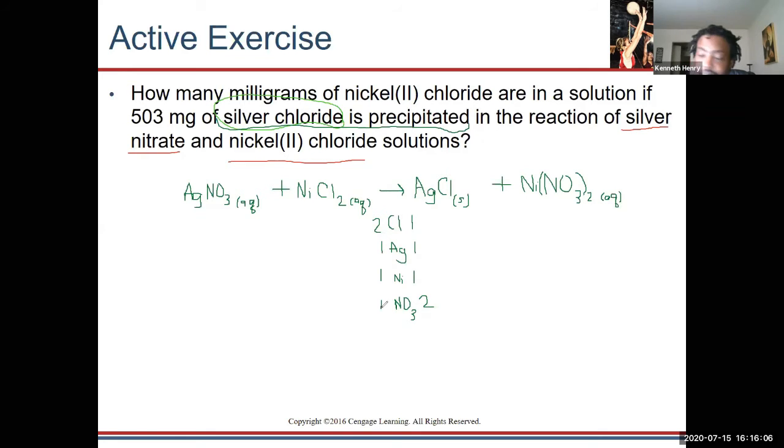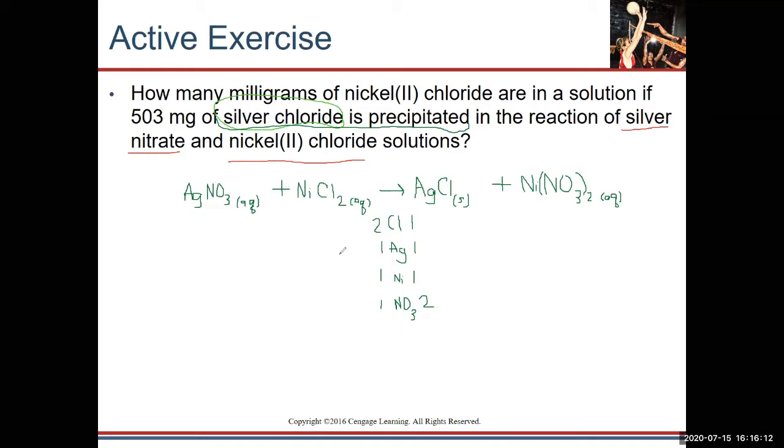Okay, is that balanced? No. So what do I need to do to balance it? Add a 2 coefficient in front of AgNO3.